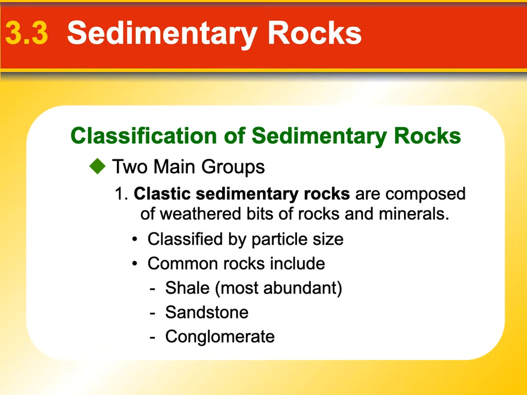Some rocks that we'll look at down in lab will be shale, which is some really common stuff. It's very flat. Sandstone, which looks a lot like sand. It's hard. And conglomerate, which looks like pebbles that are all welded together. So we basically classify this stuff on the size of its clasts, the size of its chunks.